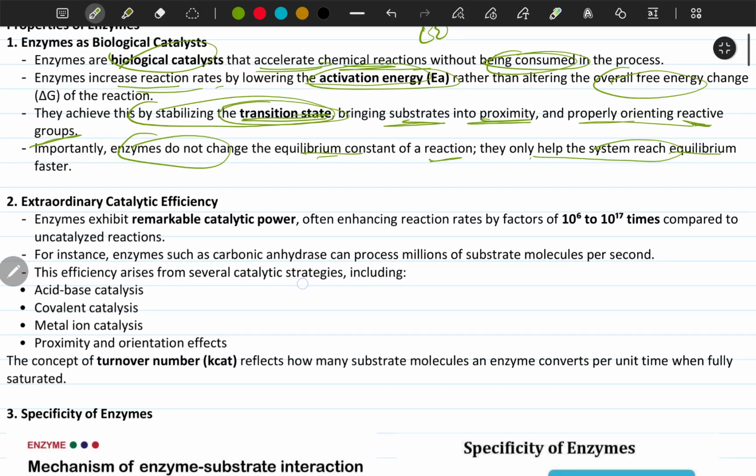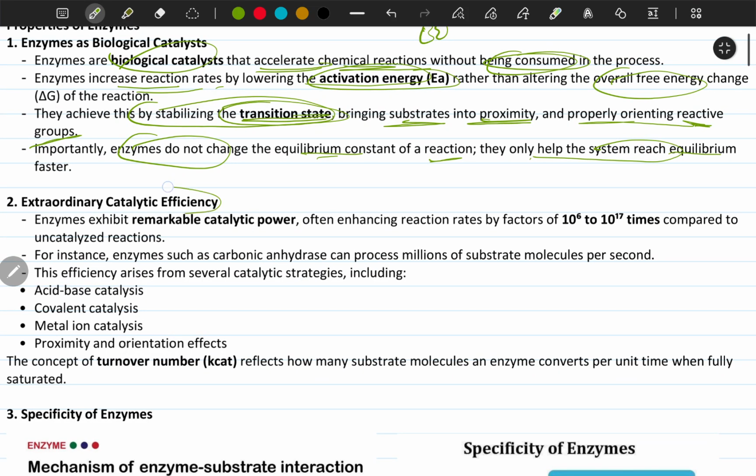Number 2, extraordinary catalytic efficiency. They exhibit remarkable catalytic power, often enhancing reaction rates by a factor of 10 raised to power 6 to 10 raised to power 17 compared to the uncatalyzed reaction. Think how fast it occurs. For instance, enzymes such as carbonic anhydrase can process millions of substrate molecules per second.